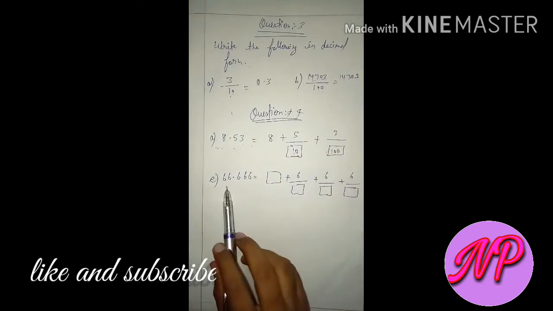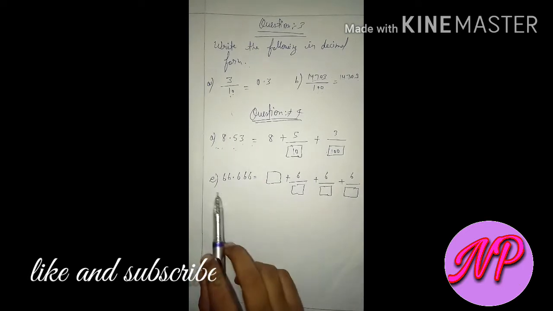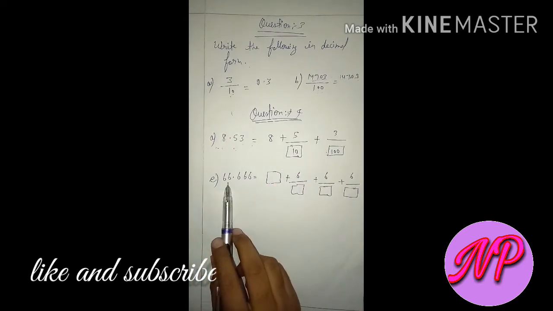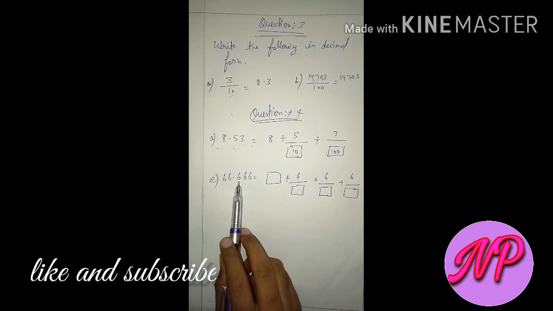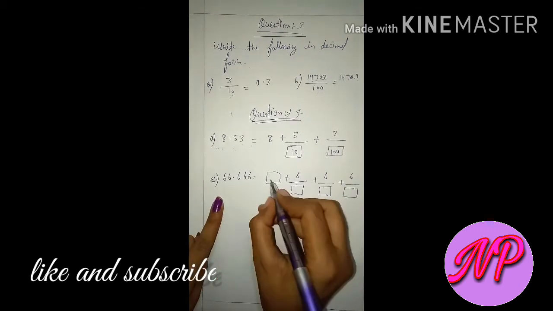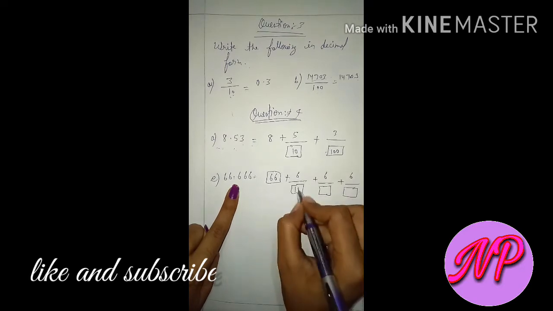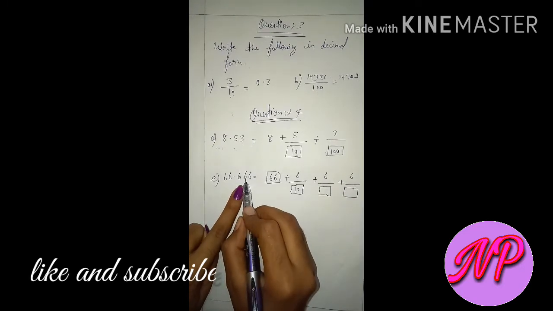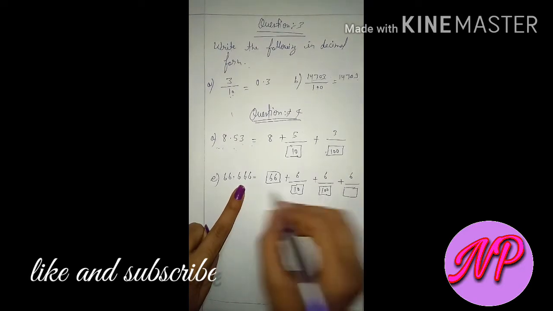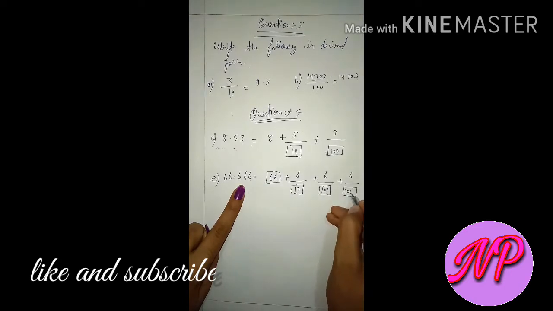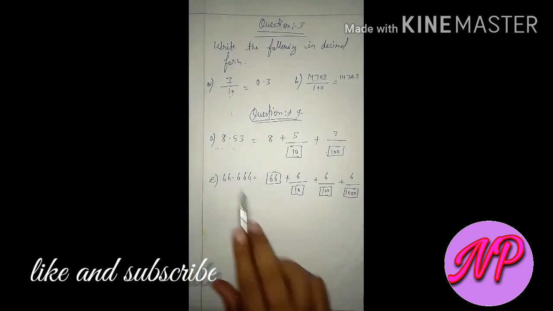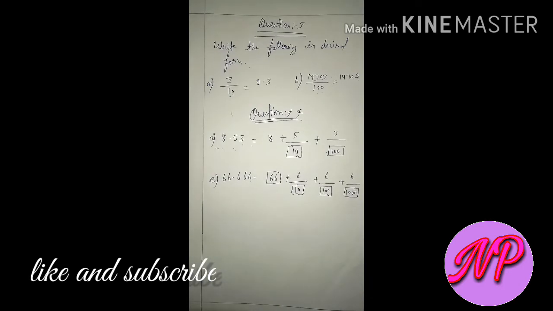Just like this. Part E of question 4, 66.666. You will write here, before the decimal 66, after the decimal 6 tenths, 6 by 10. After tenths, hundredths, you will write here 6 by 100. Then thousandths, you will write here 6 by 1000. Got it? Like this you will solve all the parts of question 4.